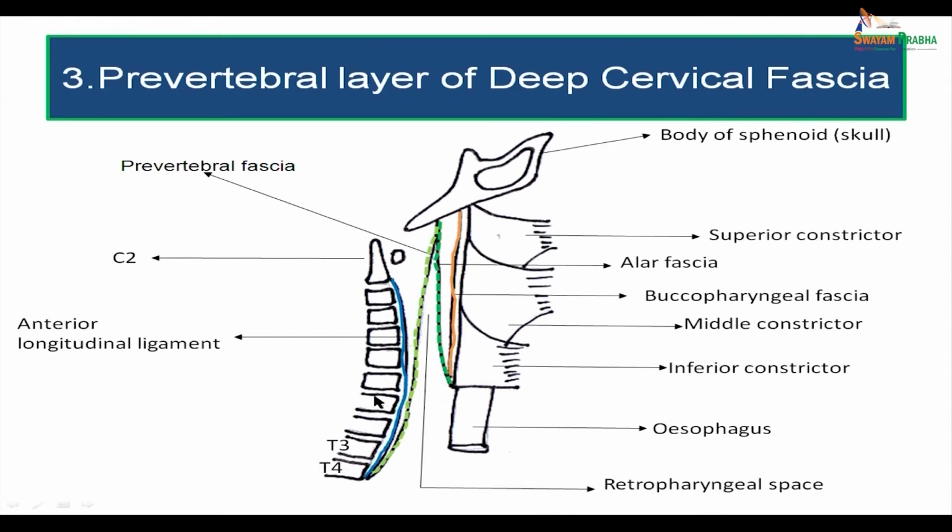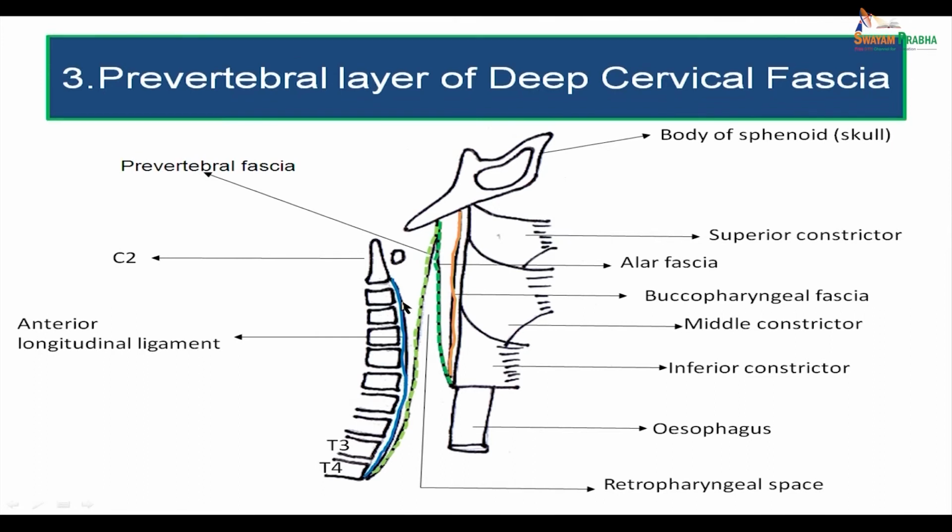These are the bones of the vertebral column. The uppermost one is the second cervical vertebra, then the third, then the fourth and so forth, and finally we reach the level of thoracic vertebrae 3 and thoracic vertebrae 4. Now you can appreciate this orange colored line which is attached to the base of skull and it is passing just behind the constrictor muscles. This is the bucco-pharyngeal fascia.